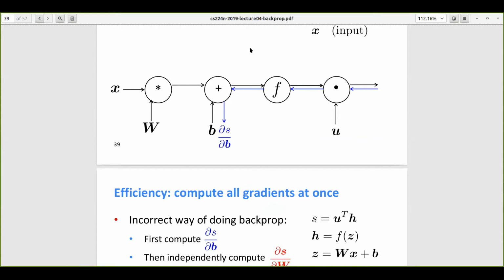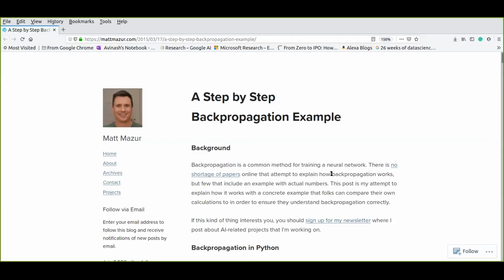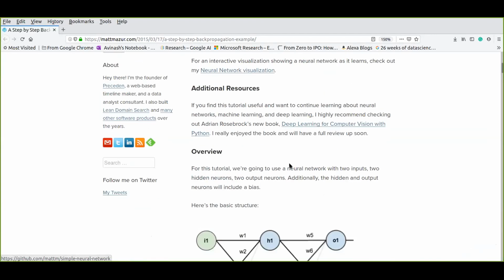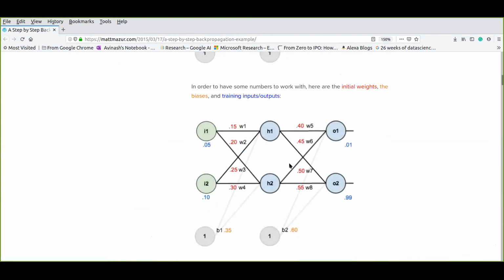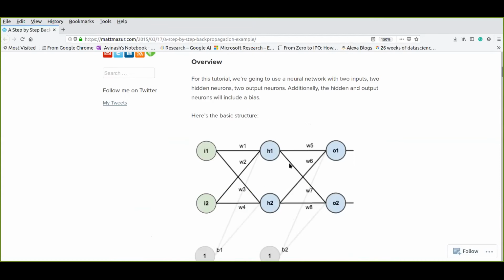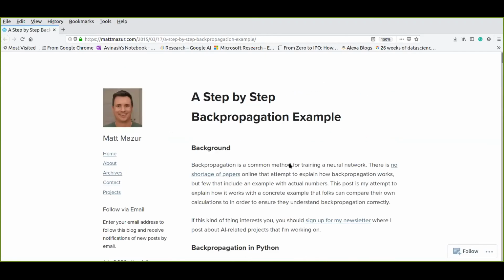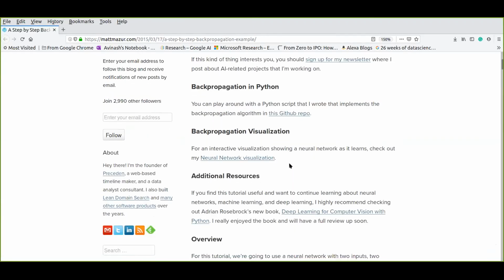So let me stop the share and I'll share this. Okay, I hope you all see the blog now. I don't know if any of you have come across this, but this has a very good intuitive explanation of how backpropagation works. So we'll get started with this.